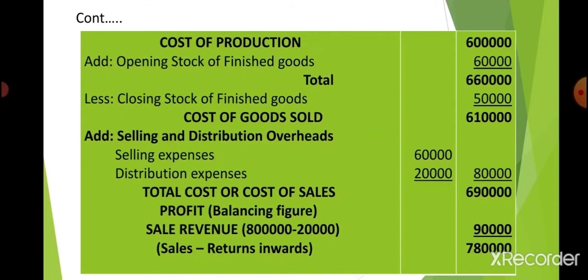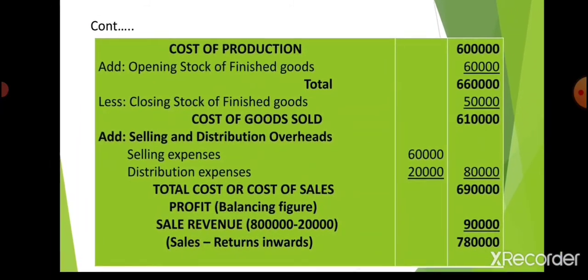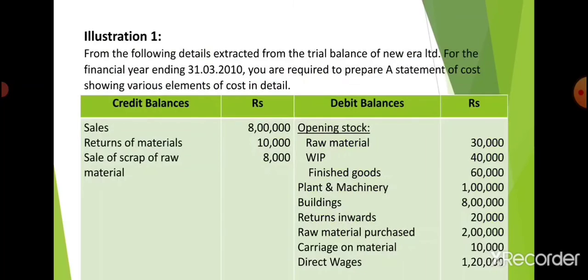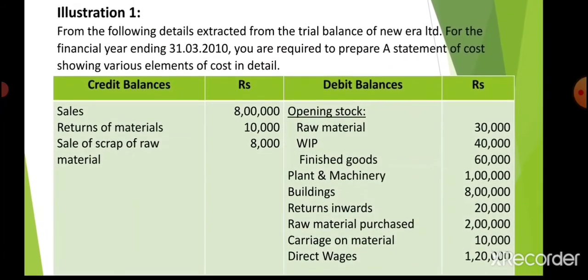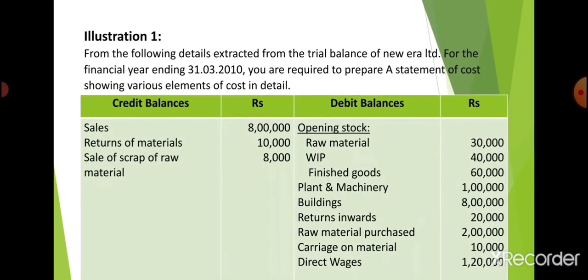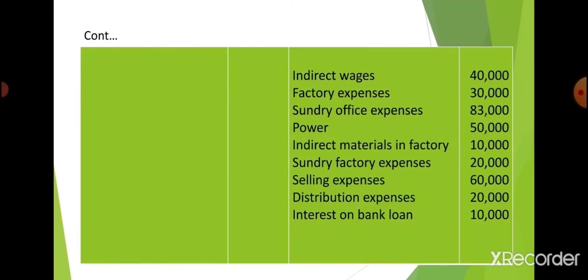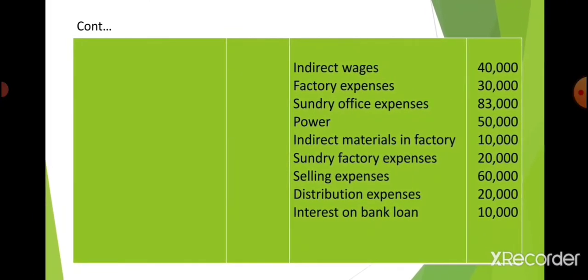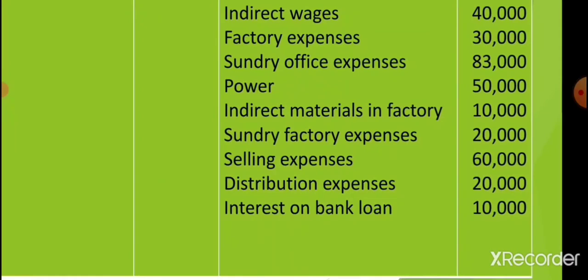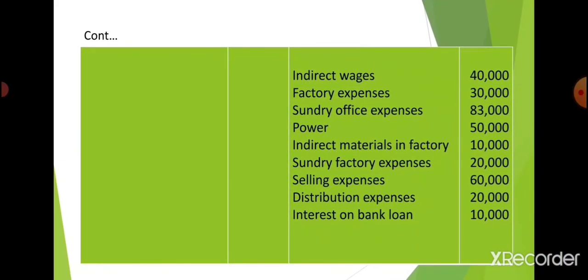To this we have to add the selling and distribution overhead. So what are the selling and distribution overheads given in this problem? In this slide, no selling and distribution overheads. Yes, we have only two selling and distribution overheads: selling expenses 60,000 and distribution expenses 20,000. So both are to be taken under the head selling and distribution overhead.